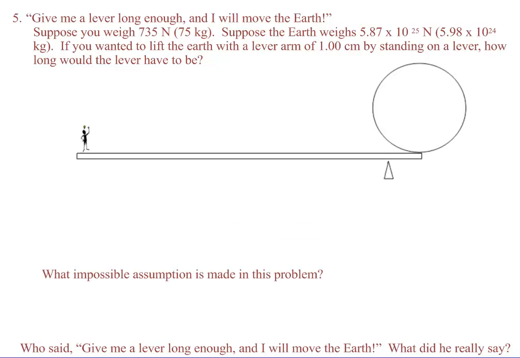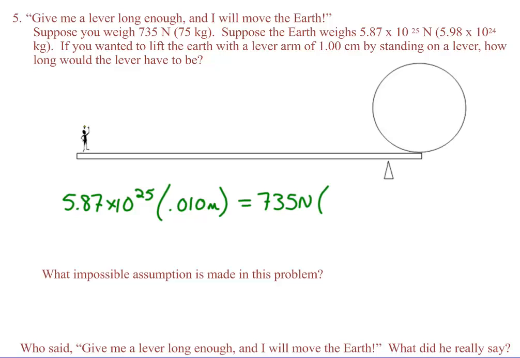Well, we know the weight of the earth and we know its lever arm. So we can take force perpendicular times distance, so 5.87 times 10 to the 25th newtons times 0.01 meters. Your weight is only 735 newtons. And how long does your lever arm have to be? Pretty long, it turns out. 7.99 times 10 to the 20 meters.